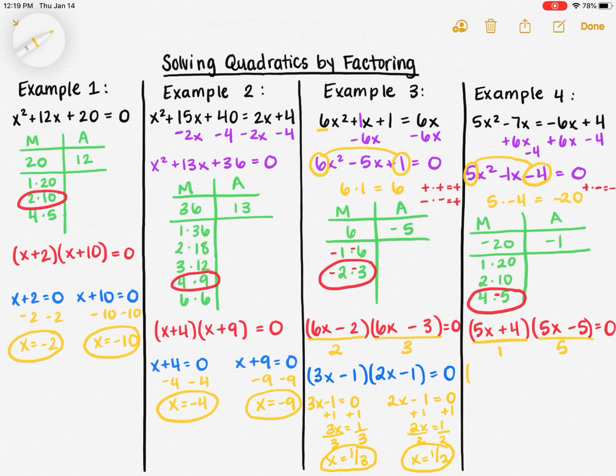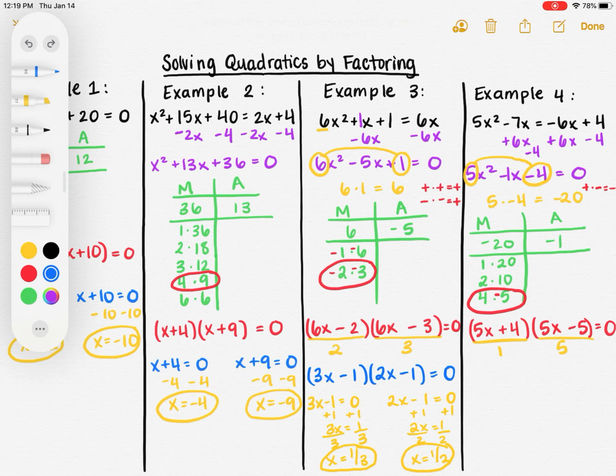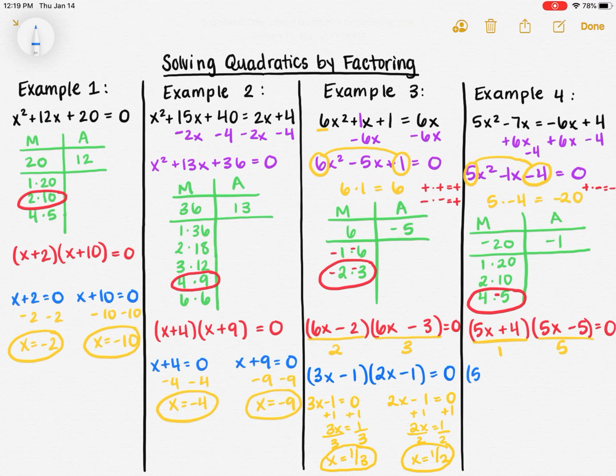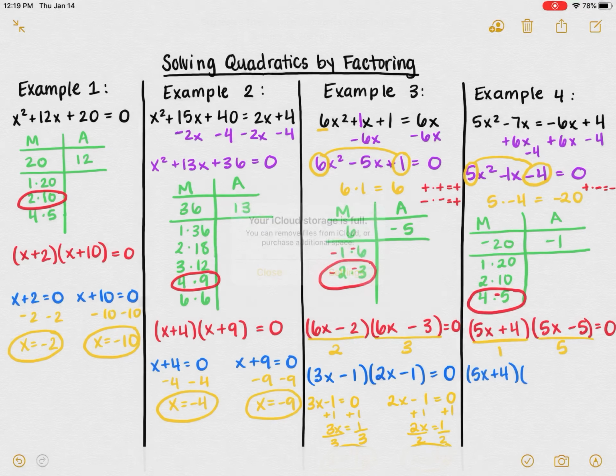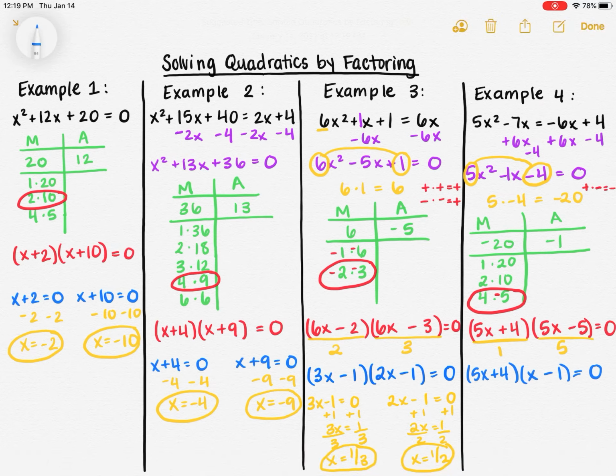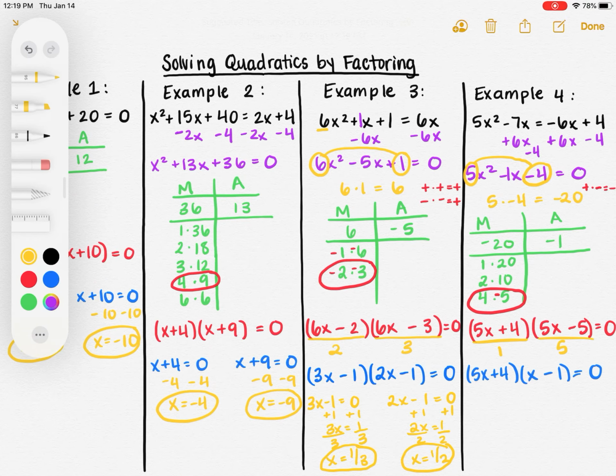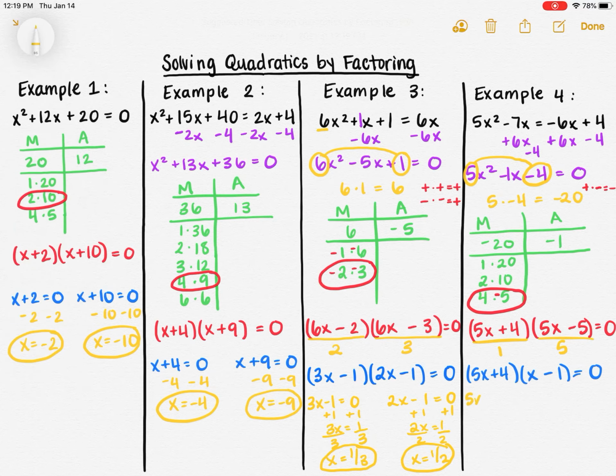So when I divide by 1, it stays the same. So I still have 5x plus 4 as one of my factors. And then when I divide by 5, both of them become 1. So 5x divided by 5 is 1x, so just x, and 5 divided by 5 is 1. So now we have x minus 1 as our second factor. Last step is to set them both equal to 0. 5x plus 4 equals 0. X minus 1 equals 0.